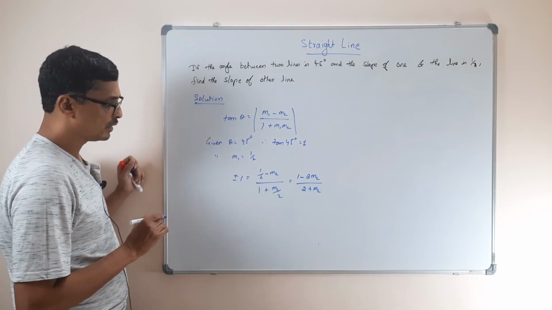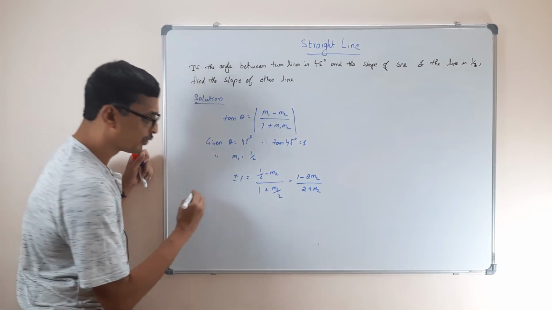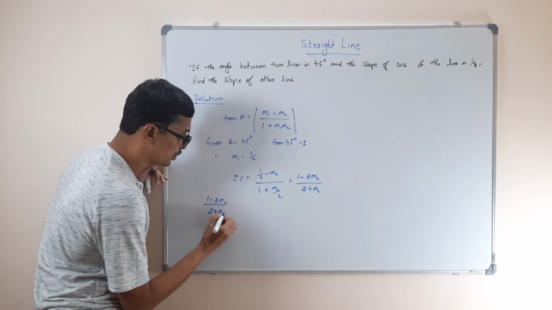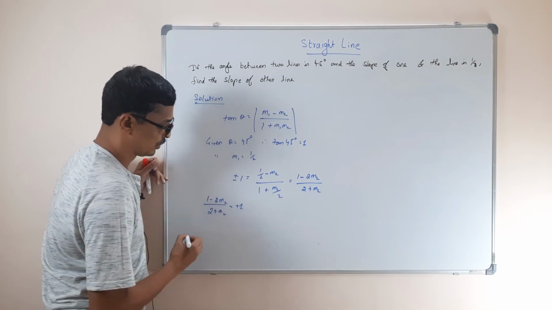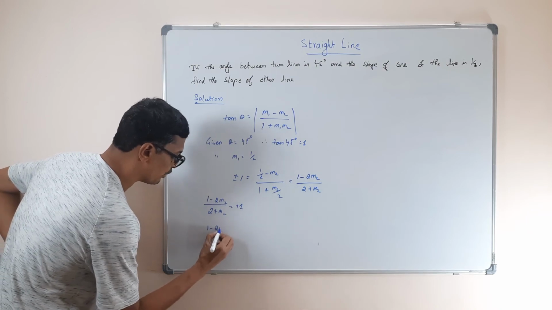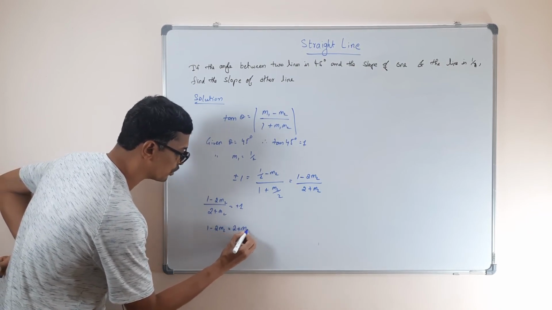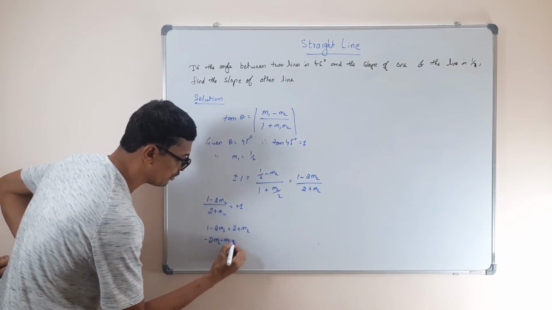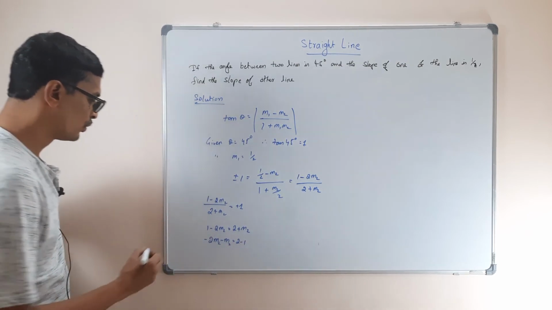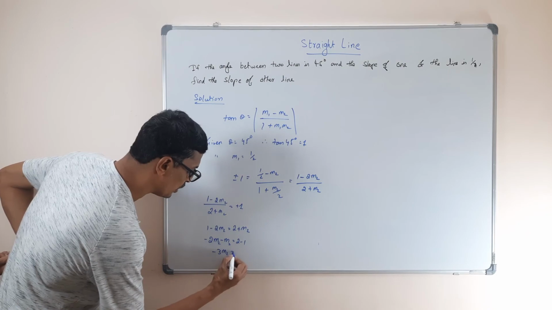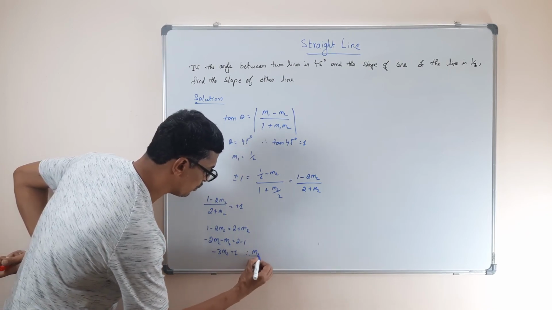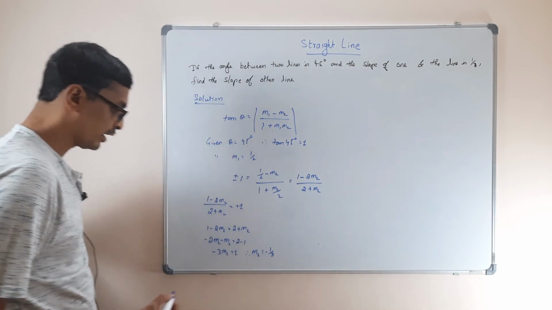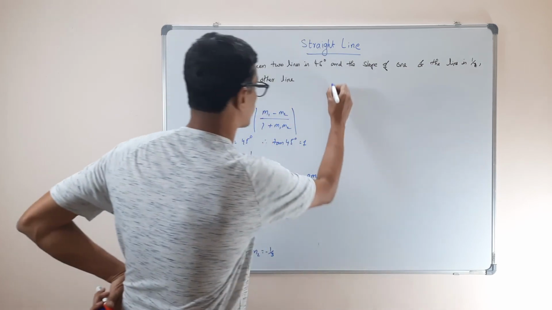So now, let us go for it. Let us take the positive value first. 1 minus 2M2 divided by 2 plus M2 will be equal to plus 1. So this means 1 minus 2M2 will be equal to 2 plus M2. If I take this M2 here and 1 here, minus 2M2 minus M2 will be equal to 2 minus 1, correct? So this is minus 3M2 equal to 1. Therefore, M2 will be equal to minus 1 by 3, correct? Yes.